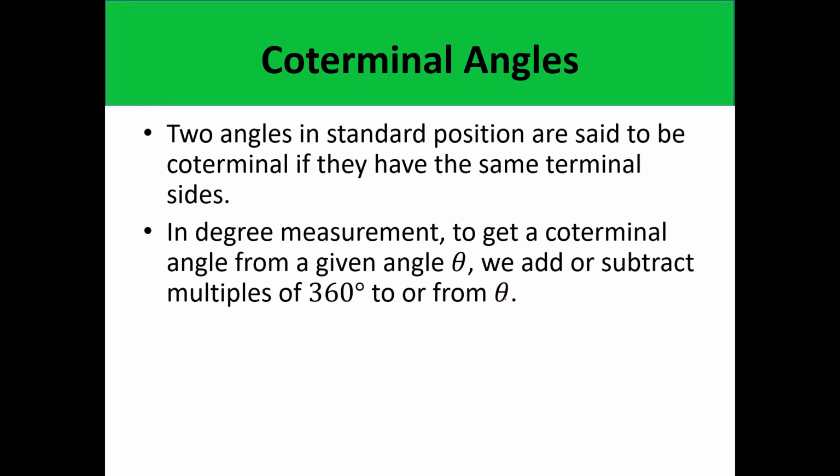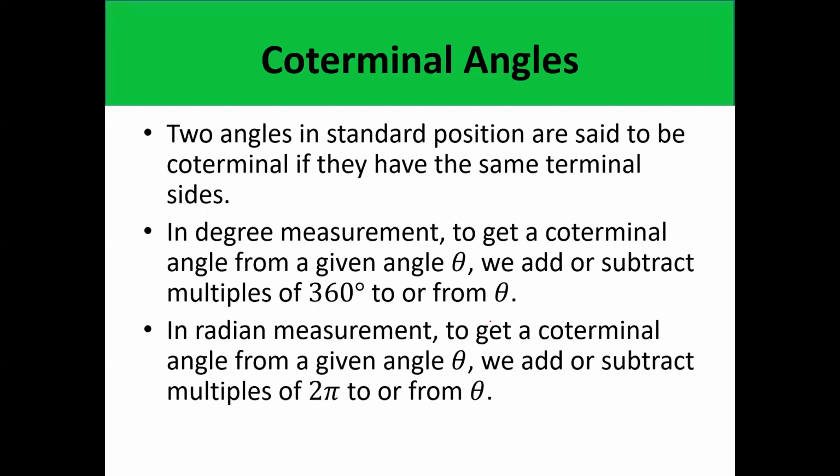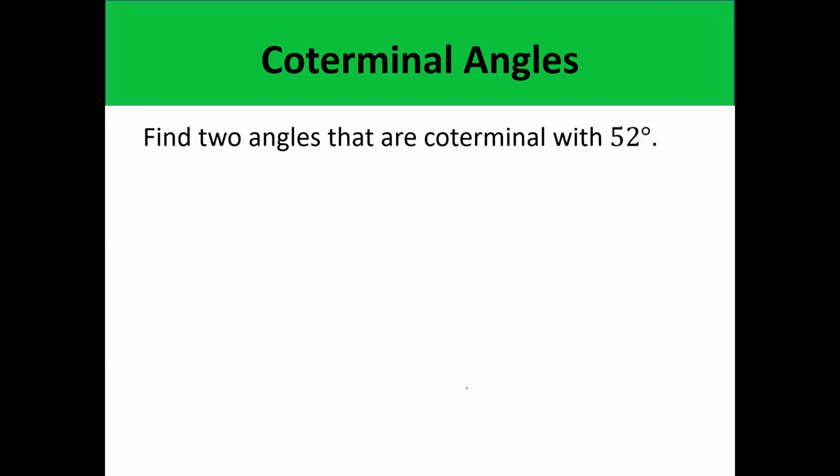So it's like you're adding 360 degrees continuously until you get an angle that will be coterminal with the original angle, or you're going to subtract 360 degrees from the given angle theta. And then in radian measurement, to get a coterminal angle from a given angle theta, we add or subtract multiples of 2 pi to or from the given angle theta. So let's try the following.